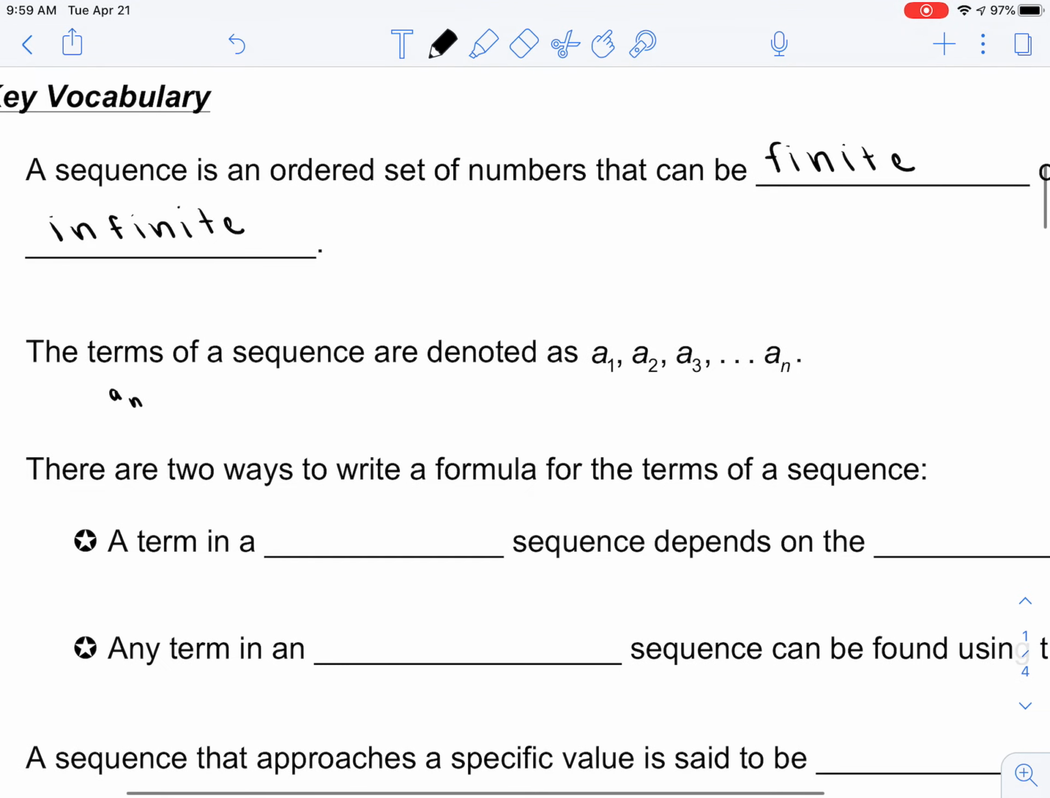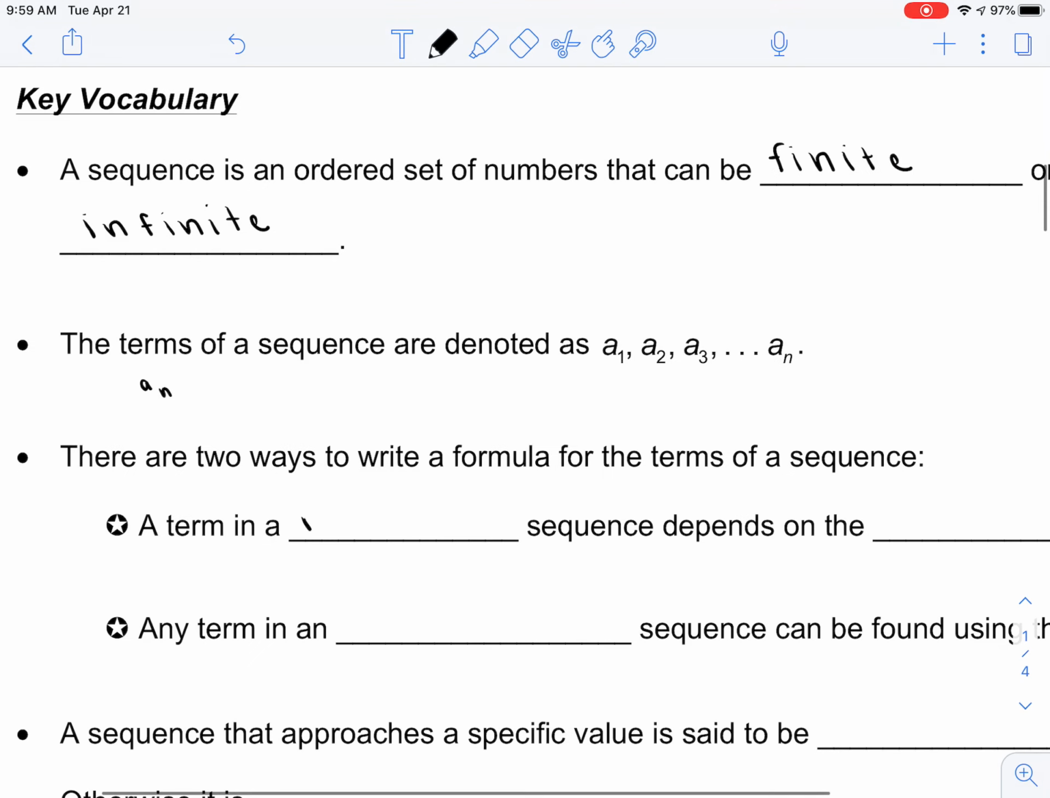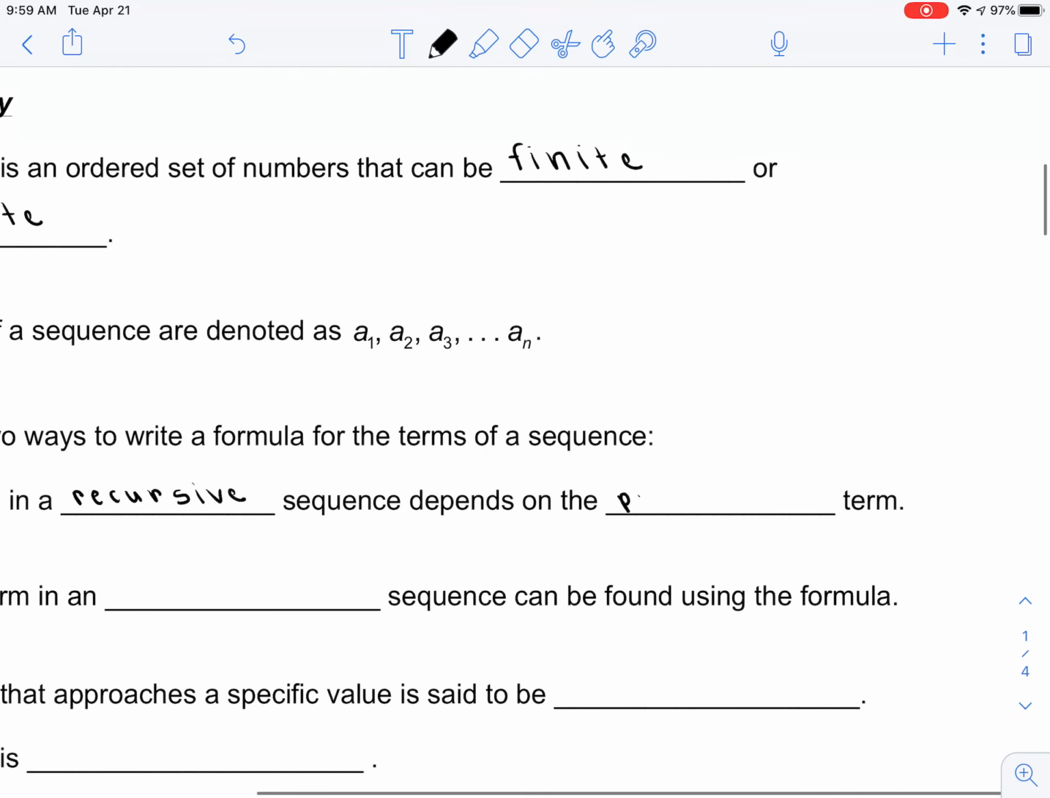There are 2 ways to write a formula for the terms of a sequence. A term in a recursive sequence depends on the previous term.